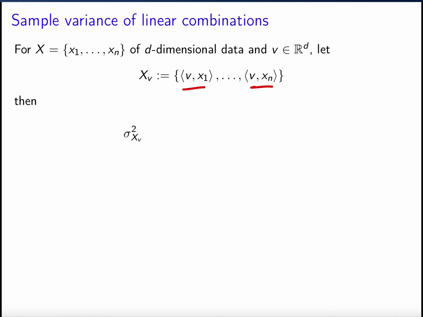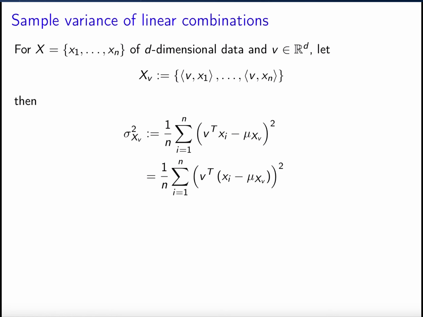Okay, so this denotes the sample variance of this list of numbers that we obtain by taking the inner product of V and each of the d-dimensional data points. By definition, this is just the numbers minus their sample mean, and then we're just taking an average of their squares. Again, just by definition of sample variance. And then what happens here is that we can center the numbers. This is just by linearity.